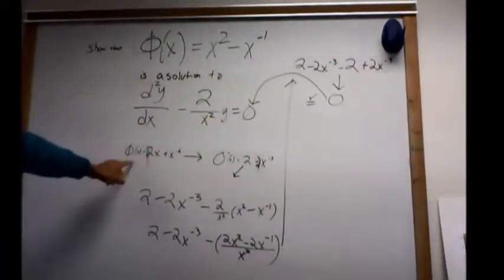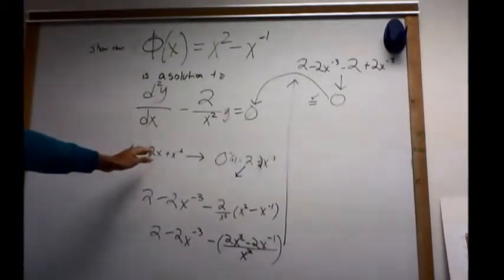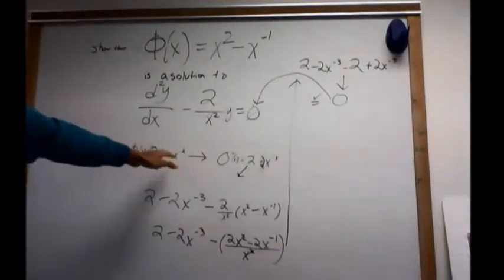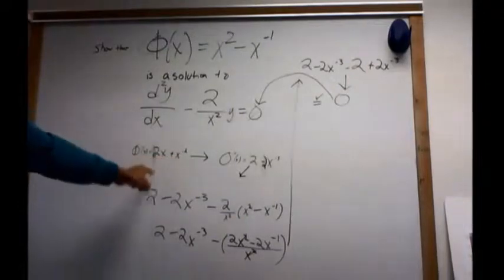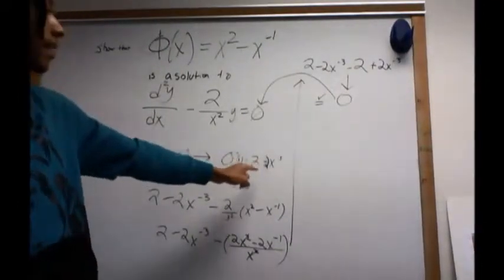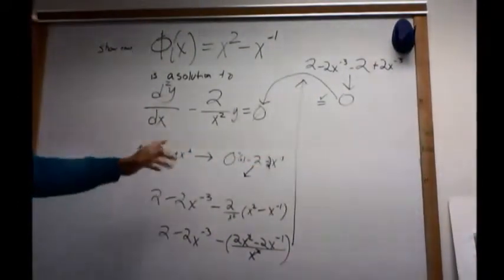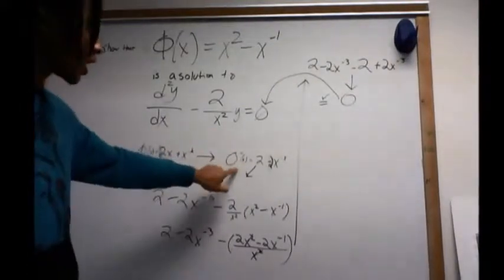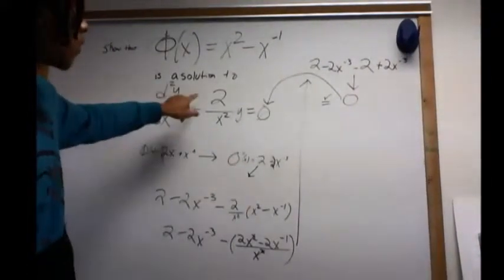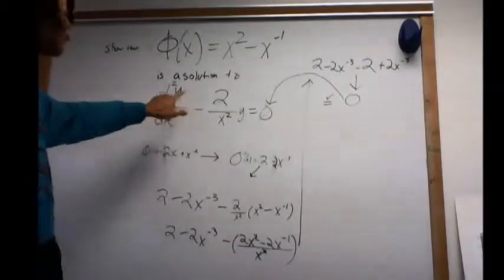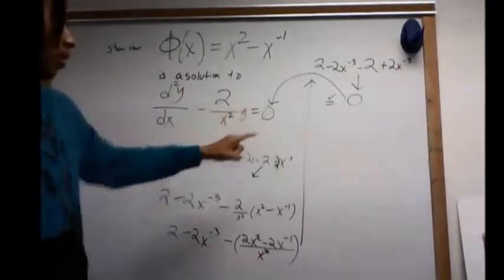When we take the first derivative, we get 2x plus x to the negative second power. We take the second derivative, we get 2 minus 2x to the negative third power. After that, since we have our second derivative, we can plug it back into the equation that is given to see if it yields 0.